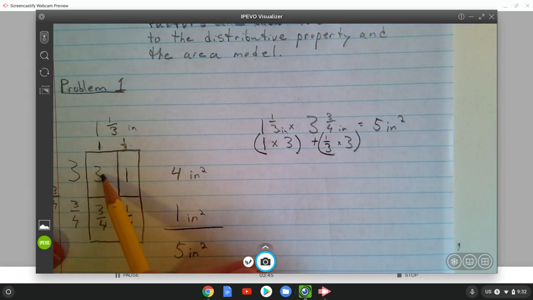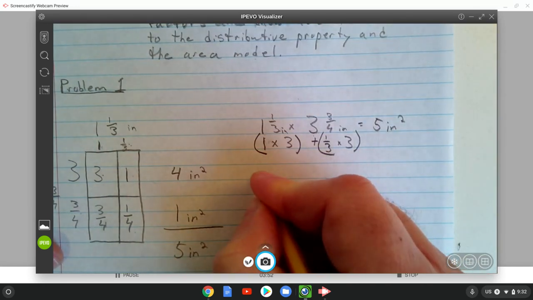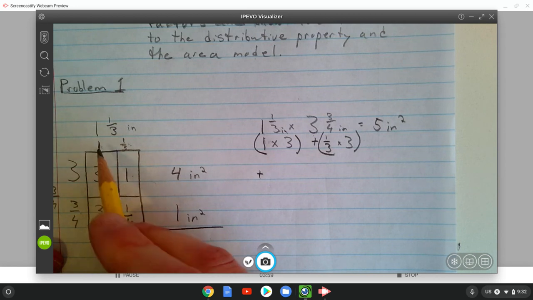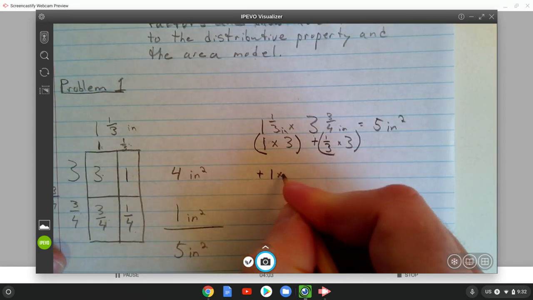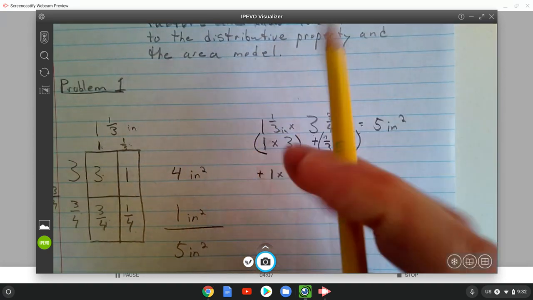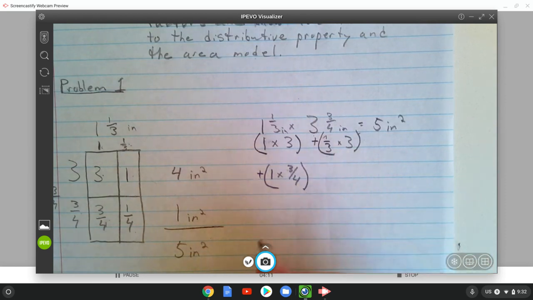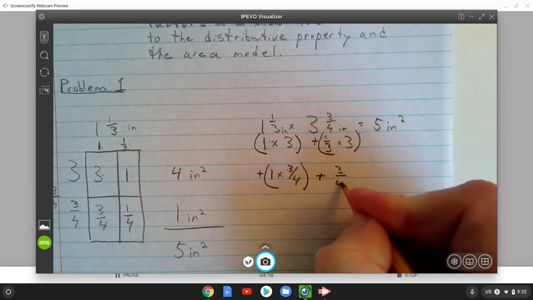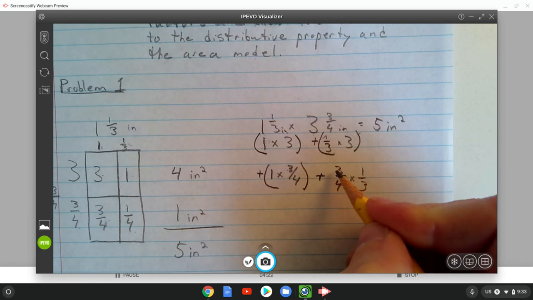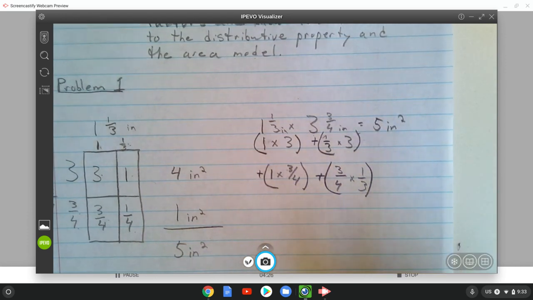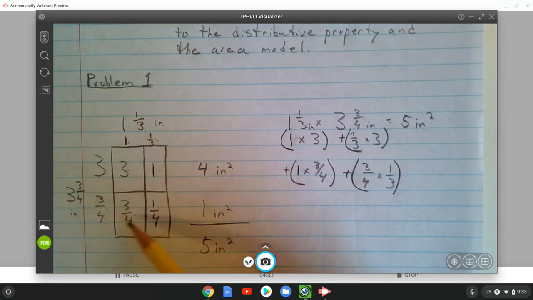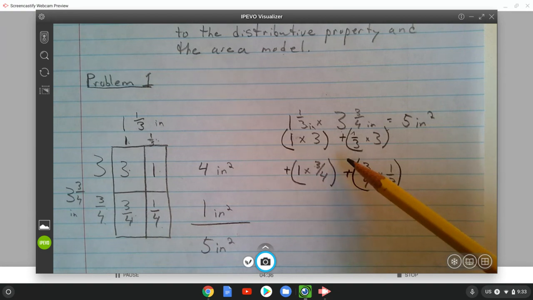So 1 times 3 plus 1/3 times 3 plus, I'll put it down here, so it's kind of like an arrow there, plus 1 times 3/4 plus 3/4 times 1/3. So what I want you to see is, this process, when we worked on the area model here, we were just doing the distributive property.